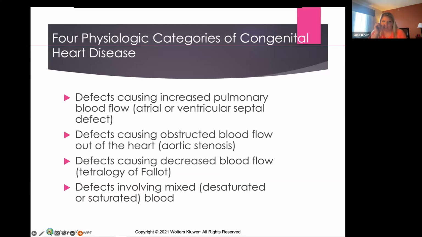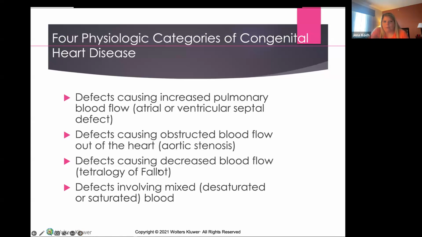For congenital heart disease, just knowing that there are different ones, right? And that the heart disease can be congenital, can be related to increased pulmonary blood flow. It can be obstruction of the blood flow out of the heart, so aortic stenosis, tetralogy of Fallot, which means it's causing a decrease in blood flow. And there's also desaturated and saturated blood mixing, which is another type of defect.